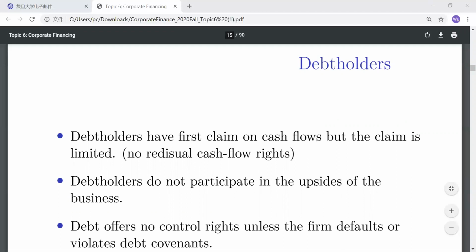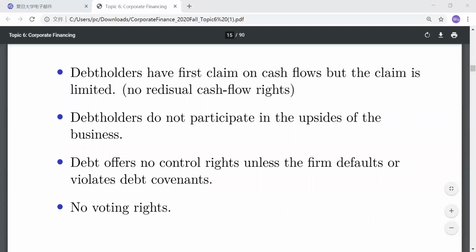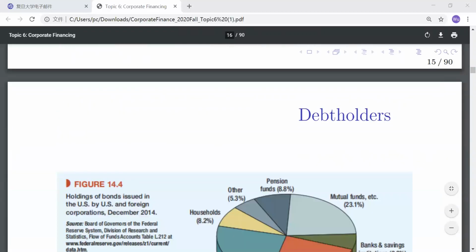They don't say whether to take the project or not. Debt offers no control rights unless the firm defaults or violates debt covenants. We will talk about that in the next topic, which is when a firm defaults. Like I said, the creditors and debt holders have the control rights, because their debt has not yet been paid off. They have to receive the interest payments first. And that's why debt holders have no voting rights.